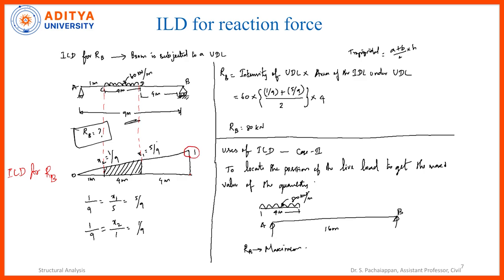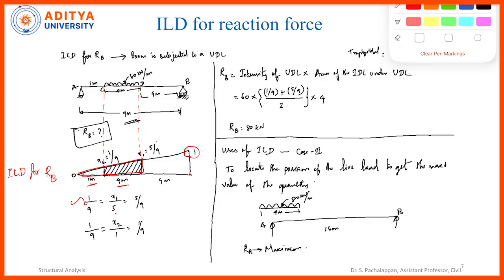The major triangle is 1 divided by the total length of the span, which is 9. So, this is 1 by 9 equal to x1 divided by 1 plus 4, that is 5 meters. So, this triangle I am considering. The larger triangle is 1 by 9. The smaller triangle is x1 by 5. And then similarly, 1 by 9 is the larger triangle, x2 by 1. Okay. I'll mark it in the smaller triangle. So, this is the smaller triangle, in green color. So, we got the values of x1, x2.